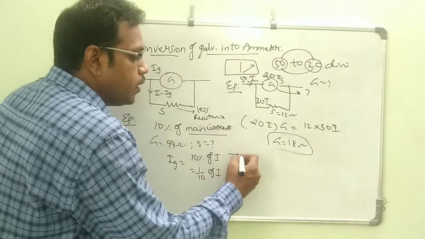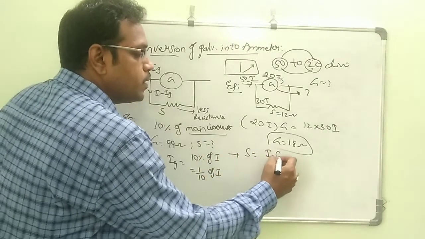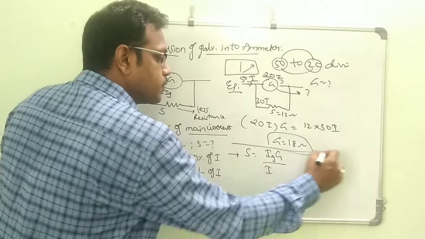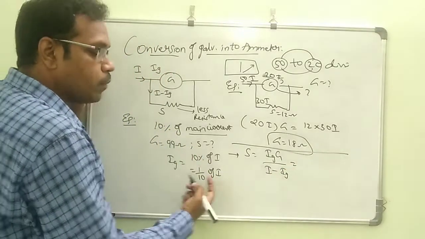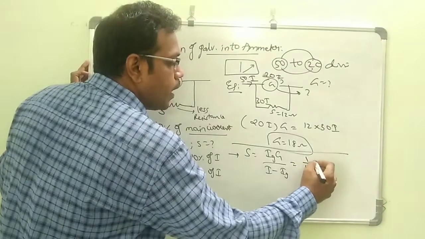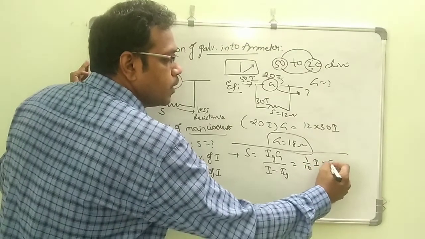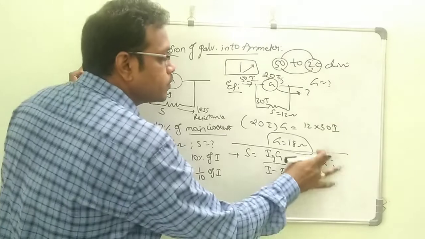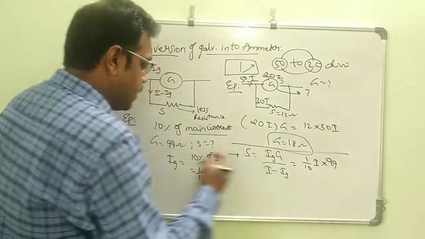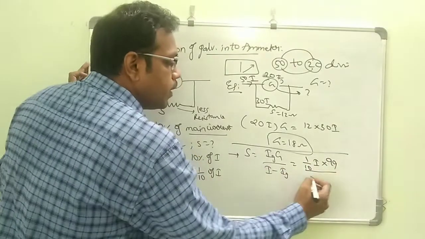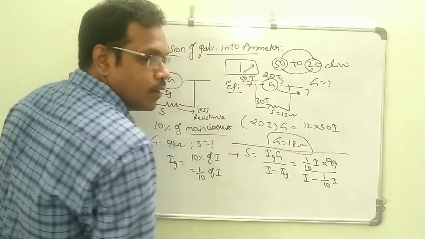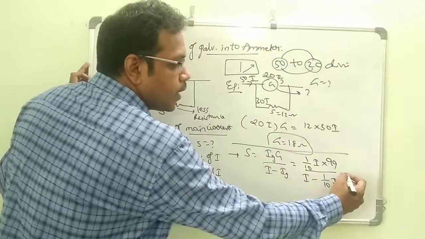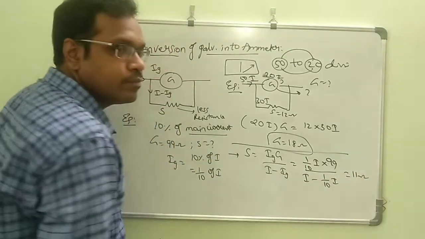And we need to use S is equal to IgG by (I minus Ig). So what is Ig? 1 by 10 I. So 1 by 10 I into G, 99 ohms, divided by I minus again 1 by 10 into I. So when you solve this, the 10 cancels, and you will get 11 ohms.